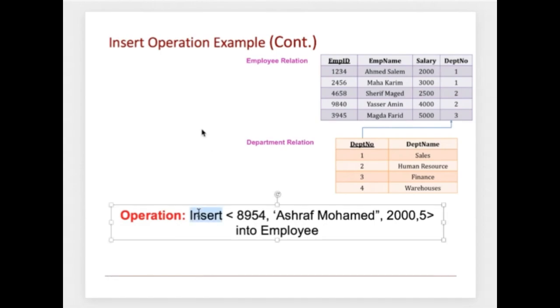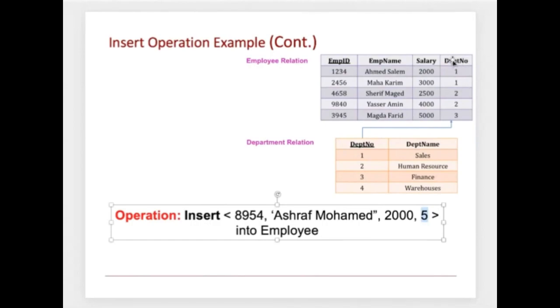Again, this example is for the insert operation. Insert into employee, and the values are 8954, Ashraf Muhammad, 2005, 5. Is this allowed or not? Okay, where does this value 5 go to? This 5 will go to department number.